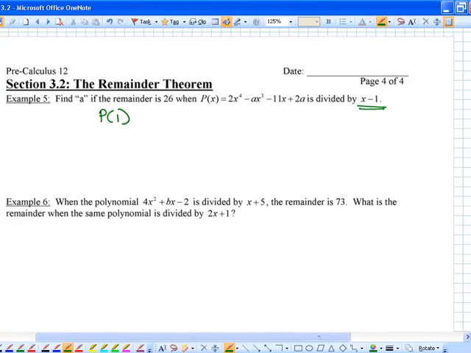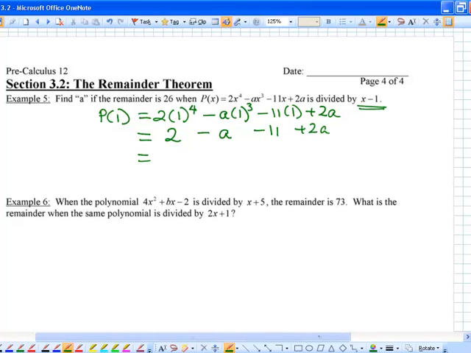P of 1 is equal to 2, and we're going to replace x with the number 1. We don't know a, so let's just keep that there as a, and we'll do the rest. 1 to the power of 4 is just 1, so that's 2. This is minus a, minus 11, plus 2a. We'll keep doing this, we'll simplify. That's a, 2 minus 11 minus 9.